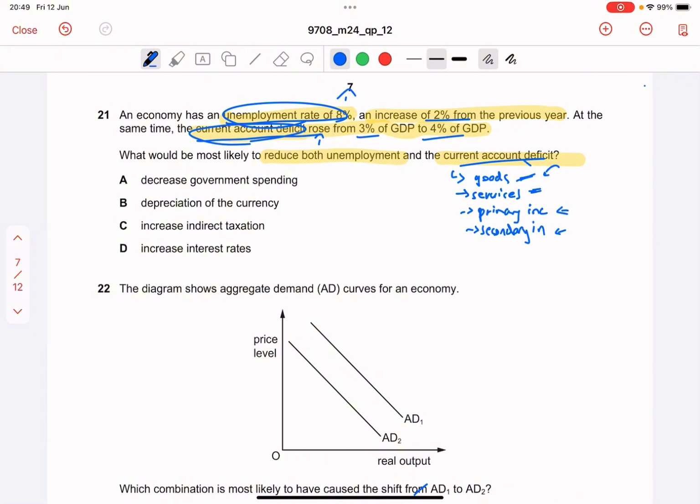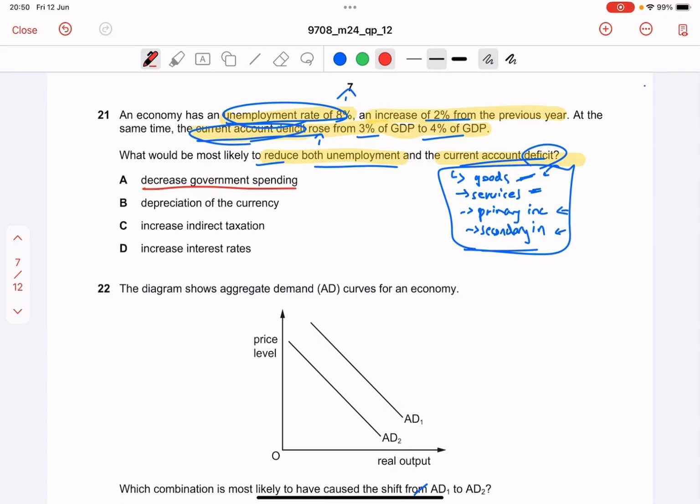So a current account deficit means that if you add up everything in all the components in the current account, the money that comes into the country would be plus, and the money that goes out would be subtracted. So the deficit means that the overall value is less than zero, right? But if it's a surplus, it would be greater than zero. Now it says, what would be most likely to reduce both unemployment and the current account deficit? Okay, so now let's just look at the options first. The first one says decrease government spending. Okay, so how does this tie to any of this?